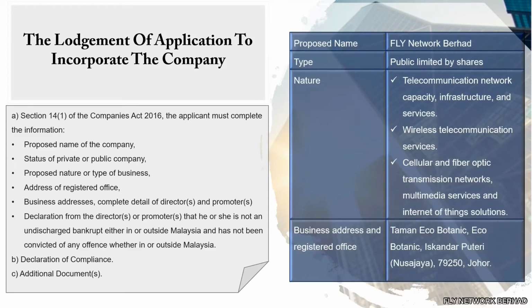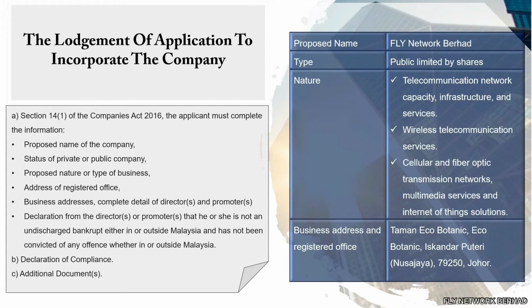So, we would like to propose our company name as the FL1 Network Berhad. The type is a public limited by shares. The nature is the telecommunication network capacity, infrastructure and services. The business address and registered office is at Taman Eco Botanik, Iskandar Puteri, Nusajaya 79250 Johor.